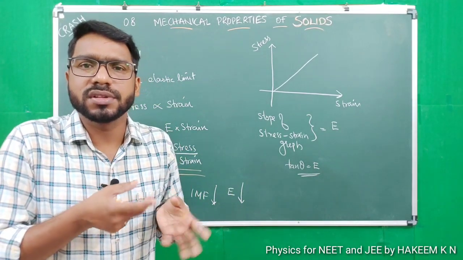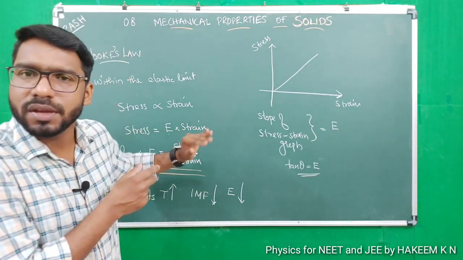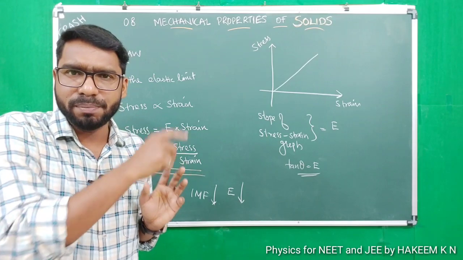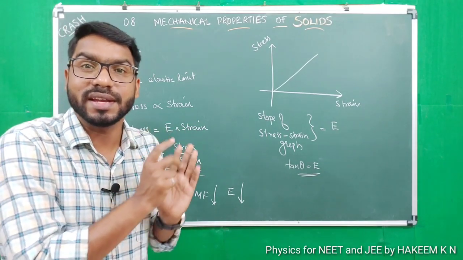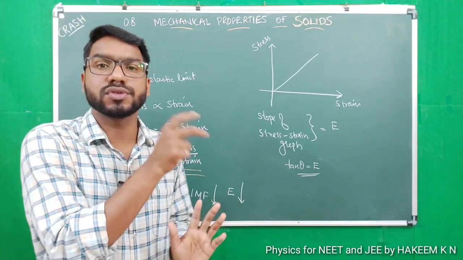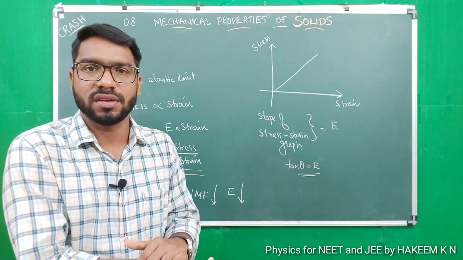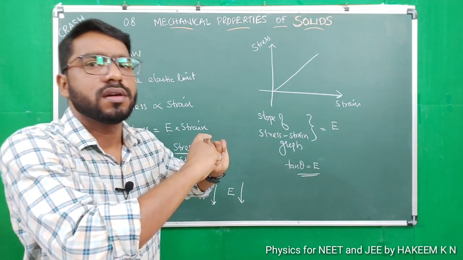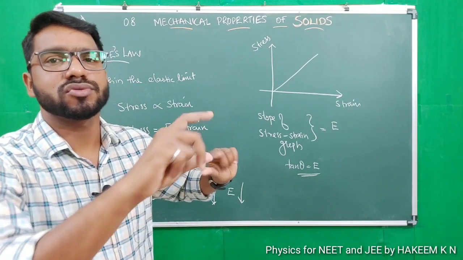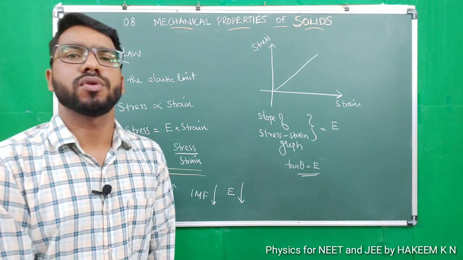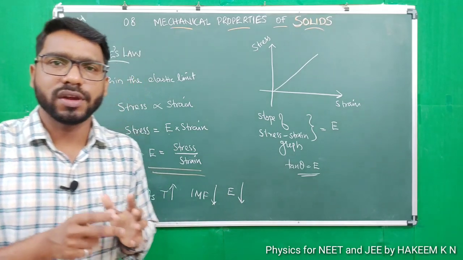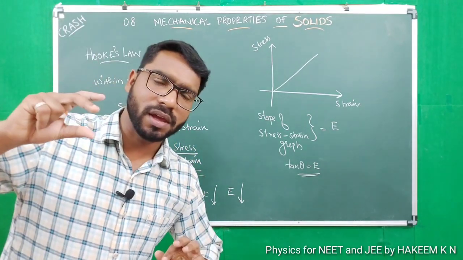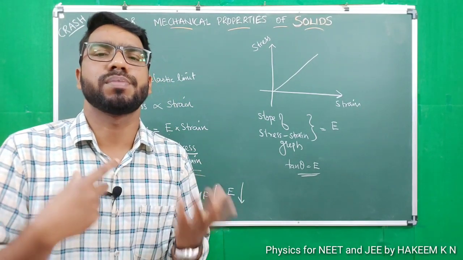If volume is changed, we say volume stress by volume strain, that is bulk modulus. And if shape is changed, we say modulus of rigidity, rigidity modulus or shear modulus. It is tangential stress or shear stress by tangential strain or shear strain. That's why I told you the value of E depends on the manner in which the stress is applied.